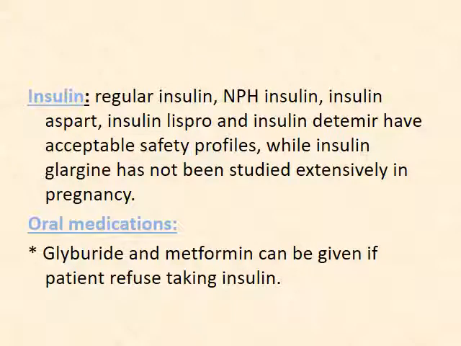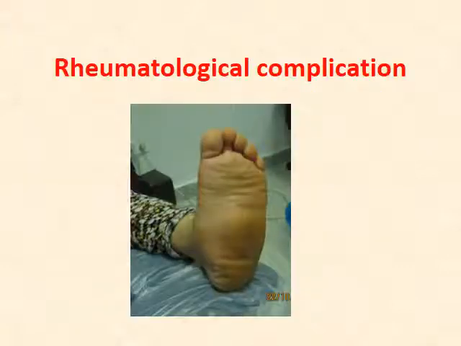Insulin: regular insulin, insulin lispro, and insulin aspart, NPH, and detemir have an acceptable safety profile, while insulin glargine and glulisine haven't been studied extensively in pregnancy. Oral medication like glyburide, in the market like Daonil, and metformin, in the market like Glucophage, can be given if the patient refuses taking the insulin or in the early stage.